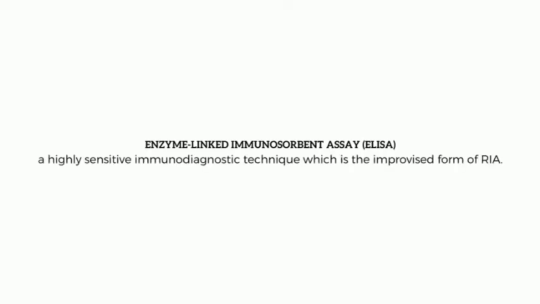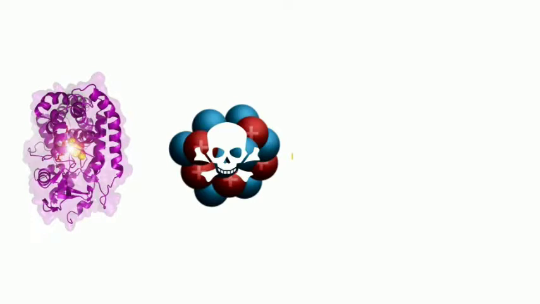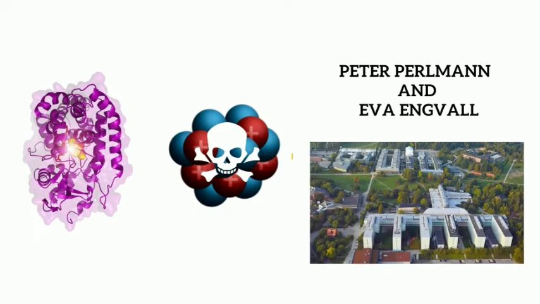Hello everyone. Enzyme-linked immunosorbent assay, abbreviated as ELISA, is a highly sensitive immunodiagnostic technique which is the improvised form of RIA or radioimmunoassay. Here the label used for visualization is an enzyme instead of a radioisotope, thus eliminating the health hazard for the workers. It was first conceptualized and developed by Peter Perlmann and Eva Engvall at Stockholm University, Sweden.